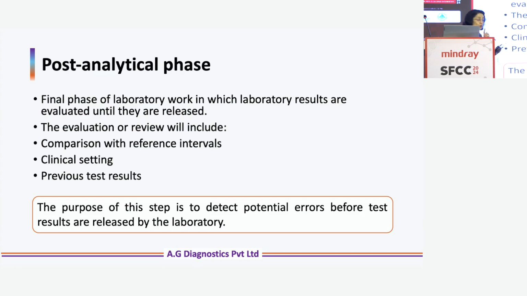So today we are going to speak about this final phase of the laboratory work in which the laboratory results are evaluated until they are released. The evaluation or review will include comparison with reference intervals, the clinical setting, and the previous test results for that same patient. The purpose of this step is to detect potential errors before test results are released by the laboratory.